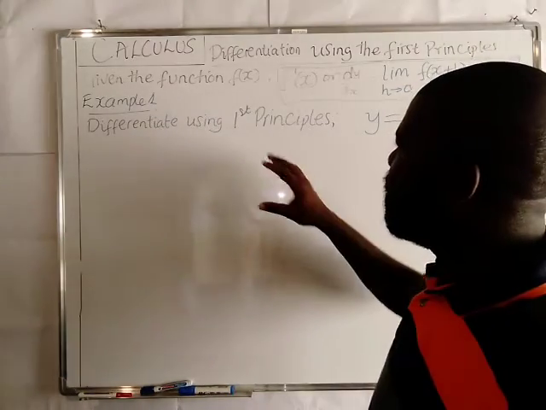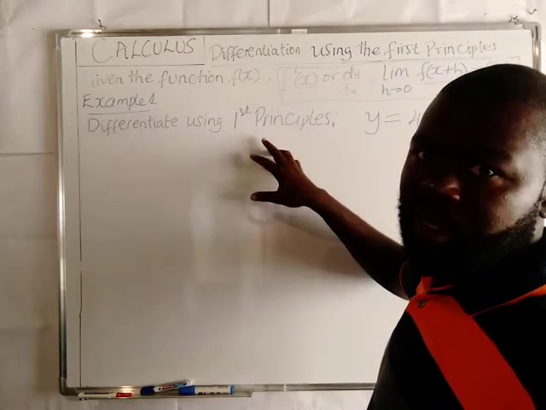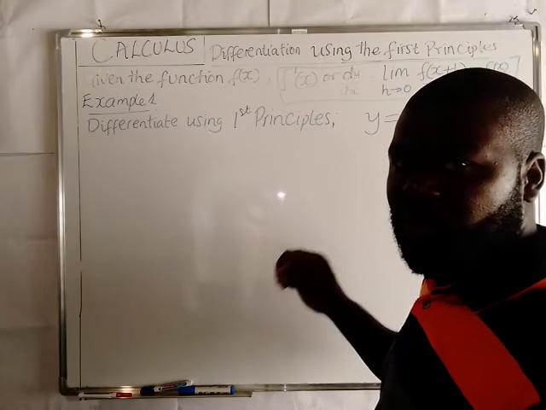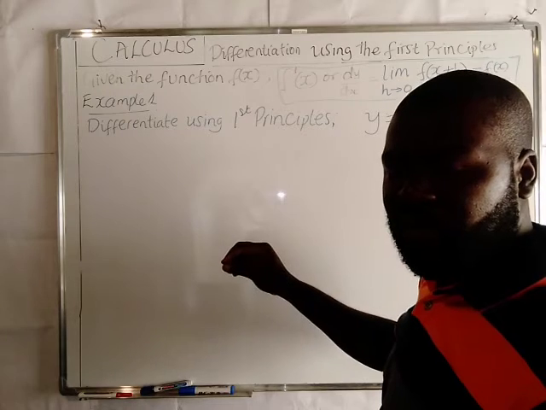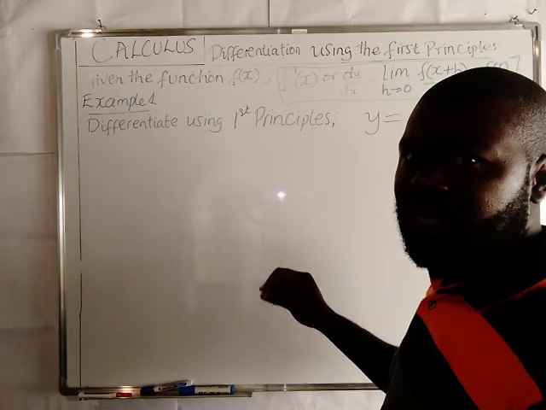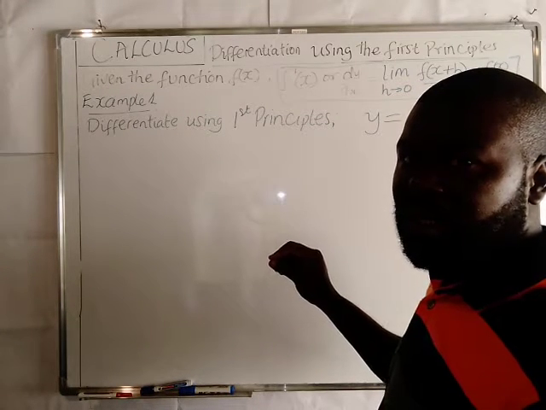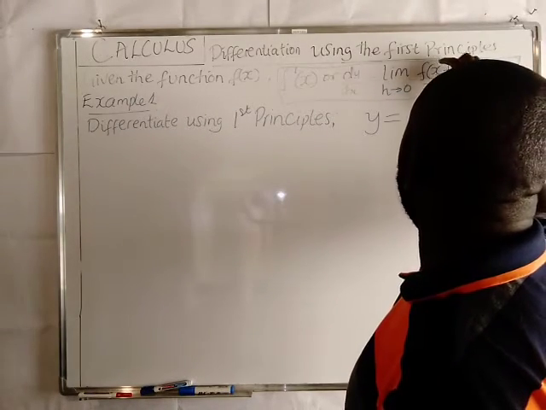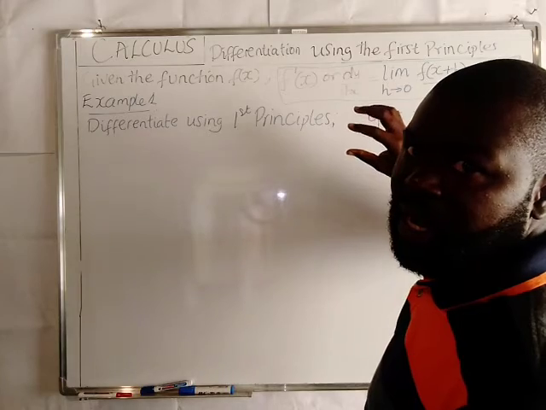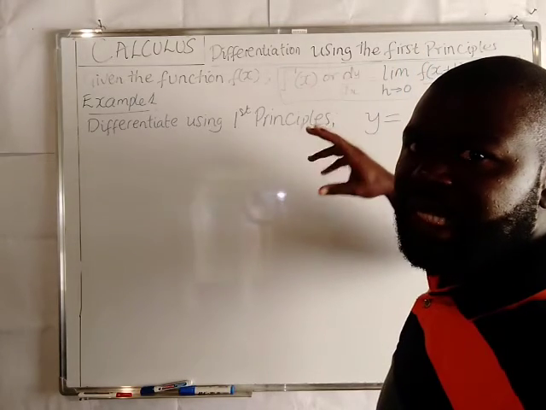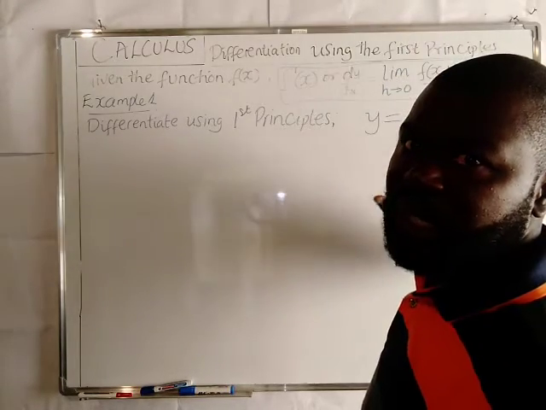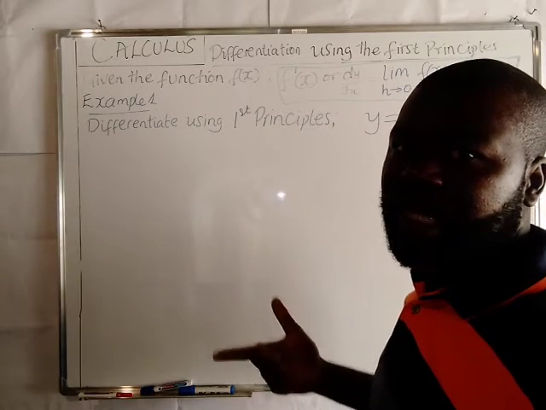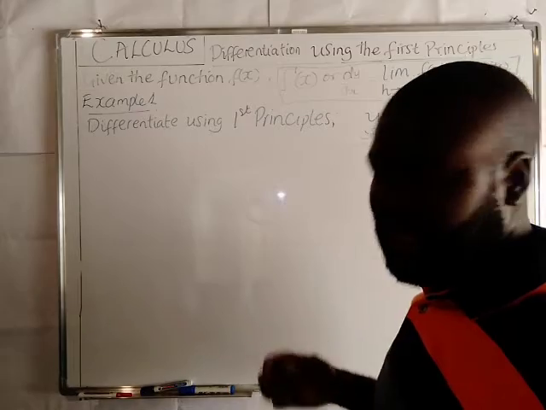Whenever we are given a function called y or f of x, for us to get its derivative or gradient function or gradient formula, all we need to do is to get f of x plus h and f of x, insert them in the first principle, then we would be able to get f prime of x or dy dx.